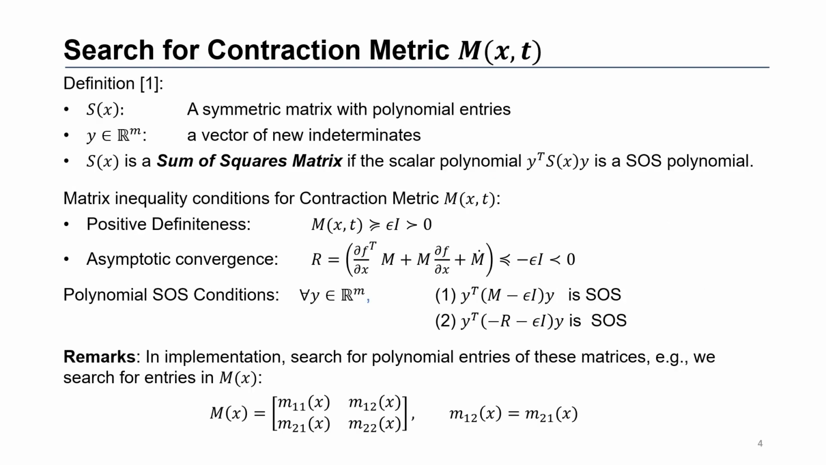To certify LMI conditions, we want to make sure a matrix is positive definite. This can be achieved by the notion of matrix SOS. Given a vector indeterminate y, S is a sum-of-squares matrix if the scalar polynomial y transpose S y is an SOS polynomial. Therefore, searching for a positive definite M and a negative definite R can be formulated into a standard SOS program. In implementation, we search for polynomial entries for the metric matrix M.